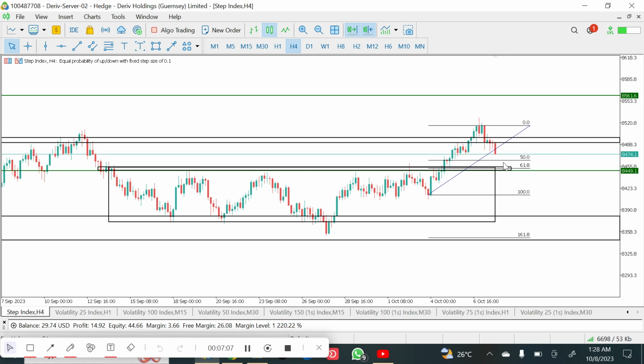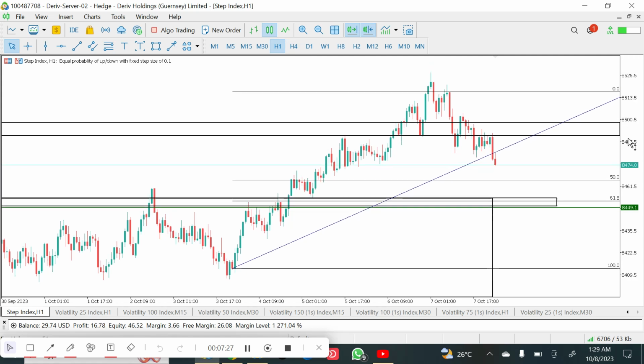So you can wait for these buys. Once price gets here, you get some candlestick rejections, a bullish pin bar, or an indecision candle, and then the bullish engulfing pattern. You can take your buys from here to the upside.